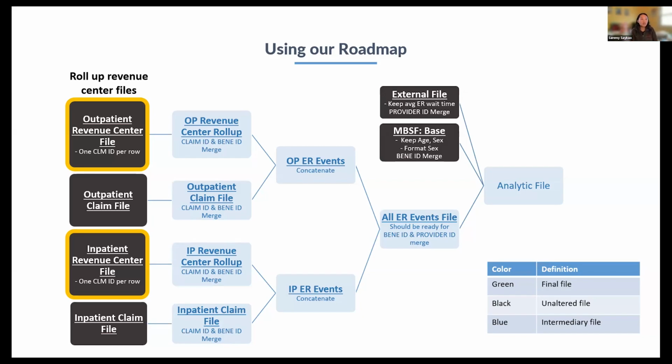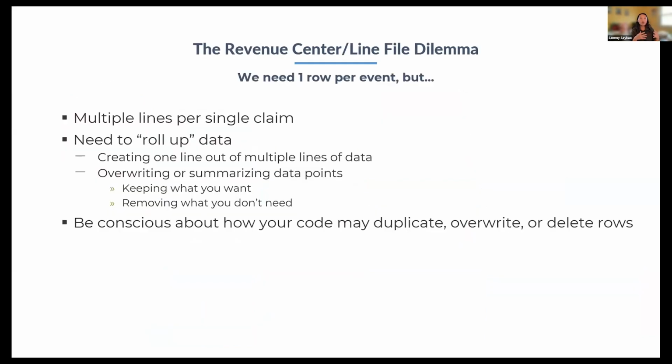The first thing we're going to do is roll up the revenue center files. So what does roll up mean? We need one row per event, except if you're working with revenue center or line level data, you typically have multiple lines or rows per single claim. So what you need to do is roll it up, which ultimately means deciding how you're overwriting or summarizing your data points. How do you know that you're keeping what you want and removing what you don't need?